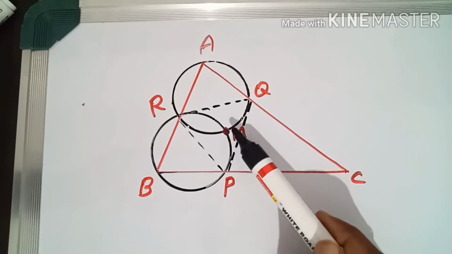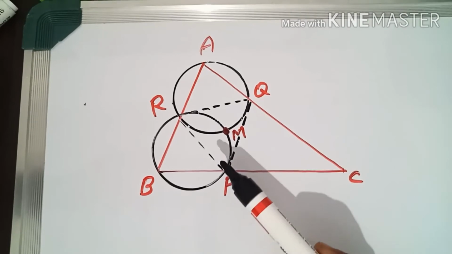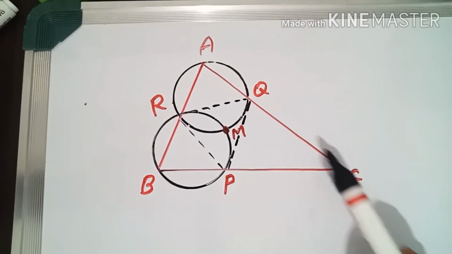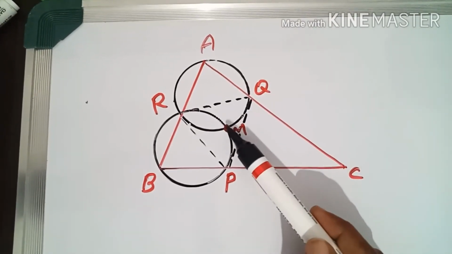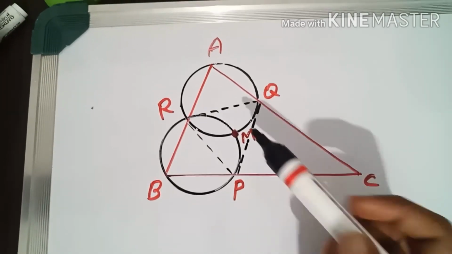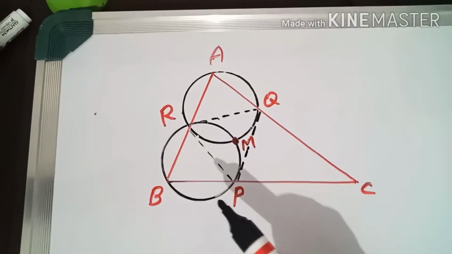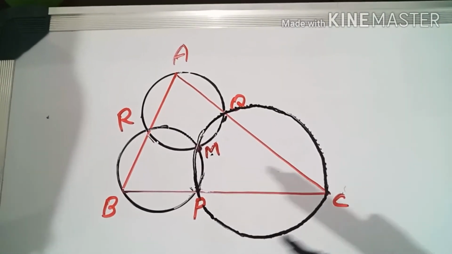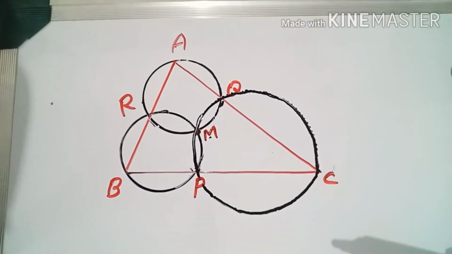We need to prove that this M is a common point of three circumcircles. That means one more circumcircle will be here, for the triangle PQC. If we draw the circumcircle of PQC, M will be on it. That is what we need to prove. So here just avoid these three lines. Let's change this figure. Now I draw one more circle of triangle PQC. That three lines I just rub.